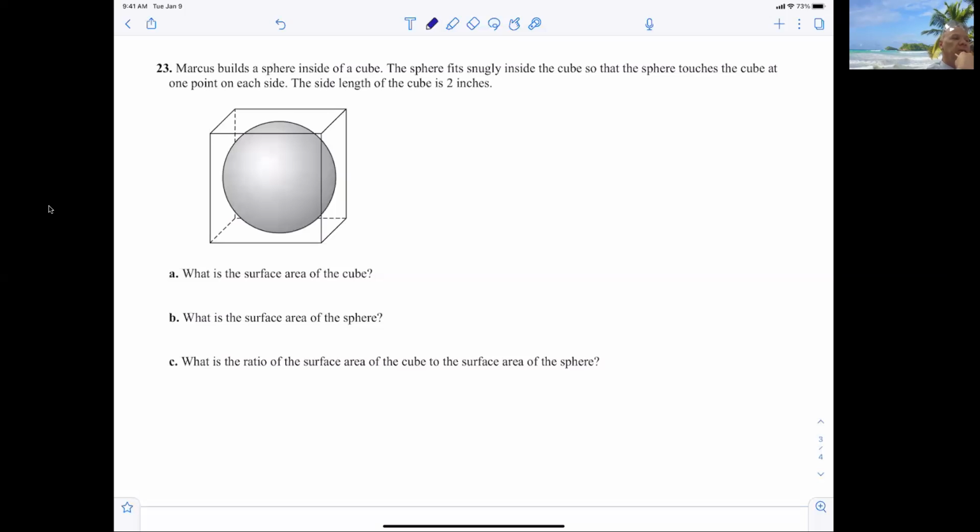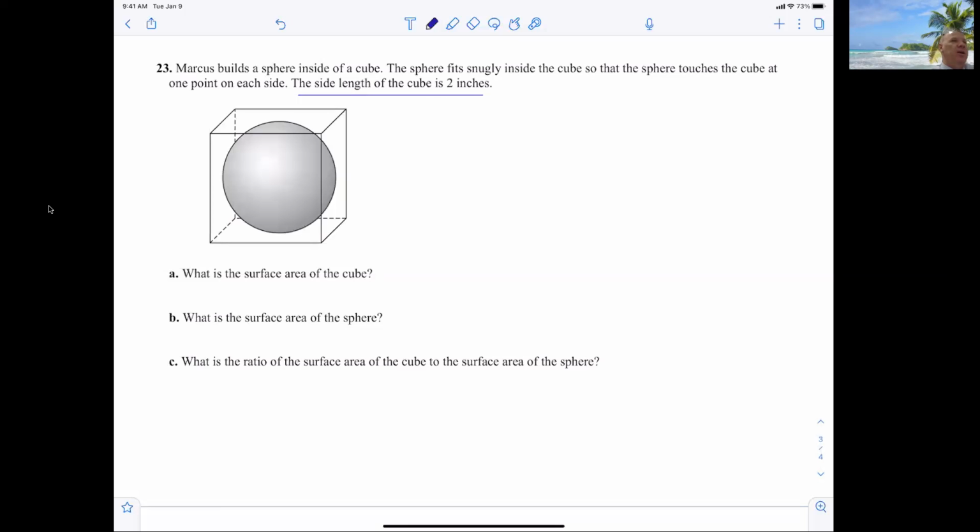Then it says the side of the cube is what? 2. So if the side of the cube is 2, the side length of the cube is 2.